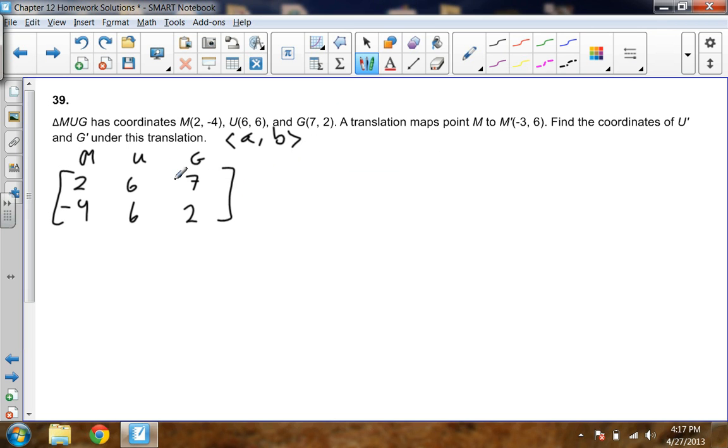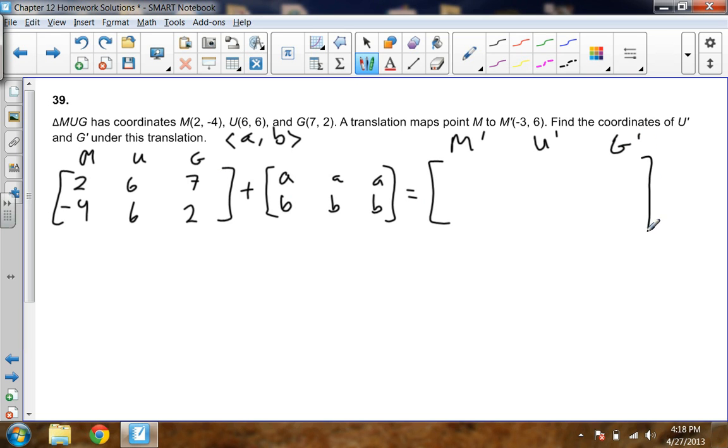So if I take this matrix here and I add what I call a translation matrix, where I have to add A's to all of my X's, and remember, it needs to have the same amount of columns here. So A's to all of my X's, like 2 plus A, 6 plus A, 7 plus A, and B's to all of my Y's. Then eventually I will land on the triangle, which is in isometry, but I'll land on this triangle with this M prime, U prime, and G prime.